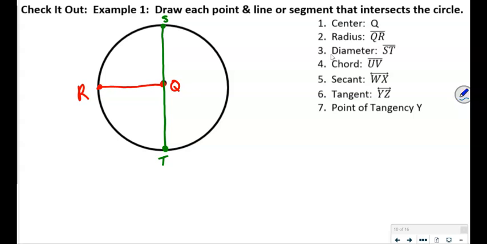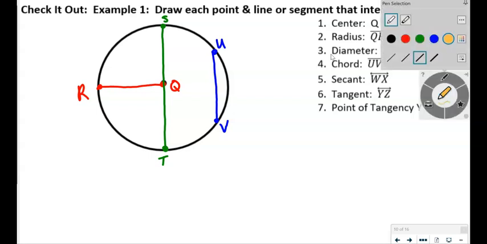Okay, then we have chord UV. So chord UV is just going to intersect the circle at 2 points. So I'm going to draw it over here. So that's going to be my chord UV. And then we have a secant WX. So secants, remember again, intersect the circle at 2 points. Okay, so we're going to draw that, and it's a line, right? So I'm going to draw it right here. And so this point where it intersects was W. And this point over here was X, okay?